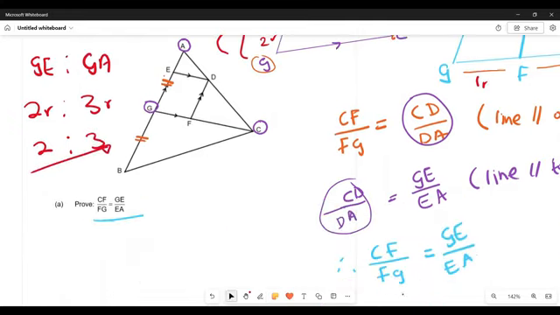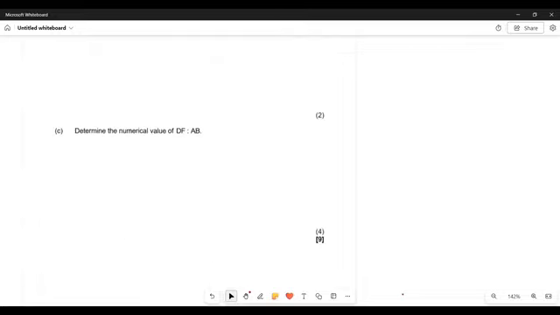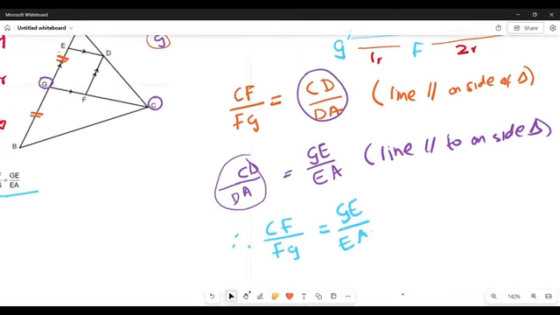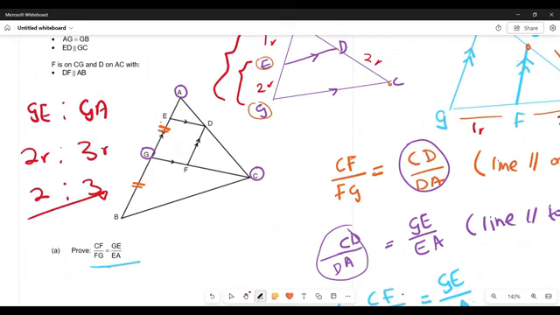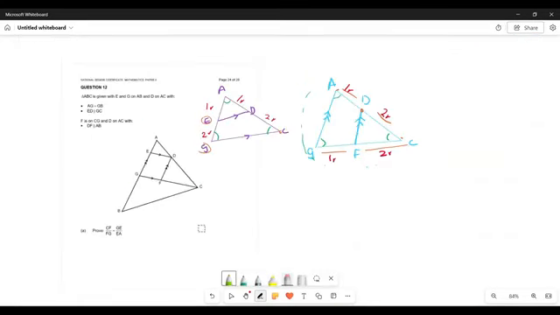So now let us see what the next question is requiring from us. Determine the numerical value of DF is to AB, right? So let me try and see where is my line DF as well as AB. First, let me try and erase all of this so that this could be clear. So to answer this question, I'm going to try to use what I've calculated before, right? Remember before, I found the ratio of GE is to GA as 2:3.